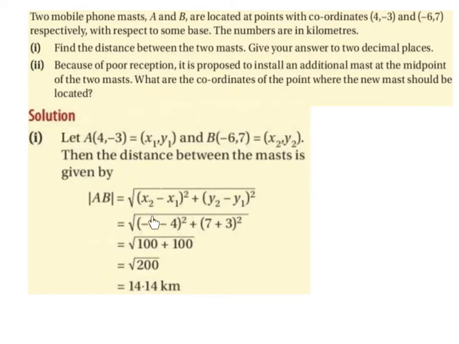So -6 minus 4 is -10, and (-10) squared is 100. 7 plus 3 is 10, 10 squared is 100, 100 plus 100 is 200, and the square root of 200 is 14.14 kilometres to 2 decimal places.